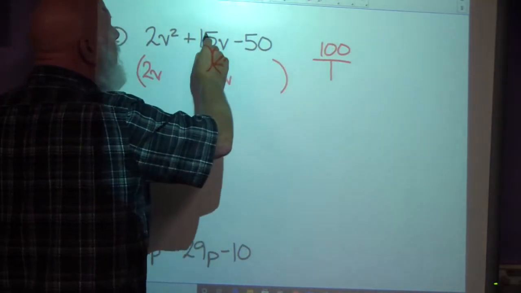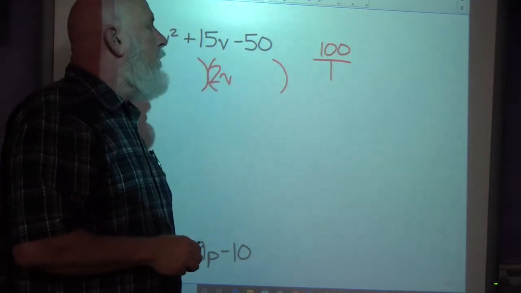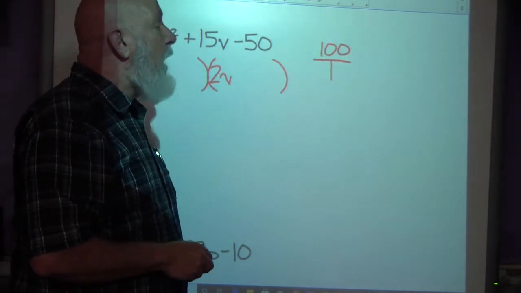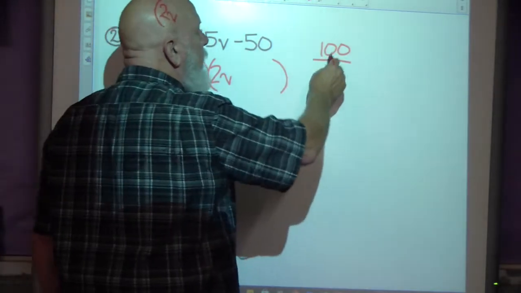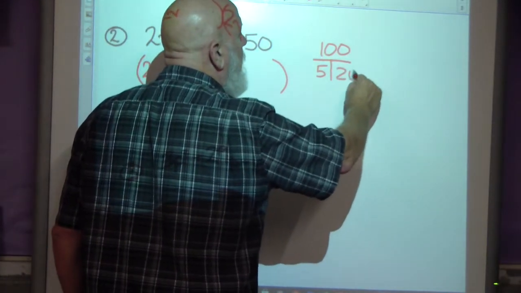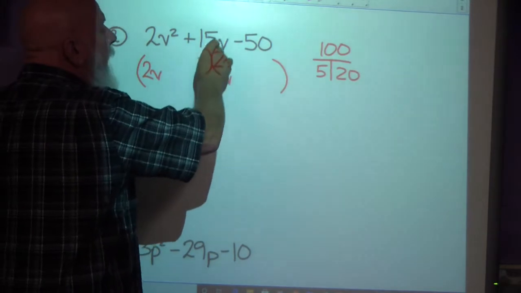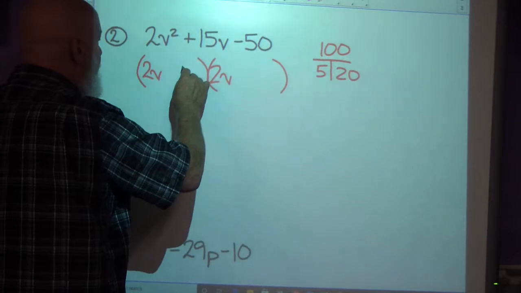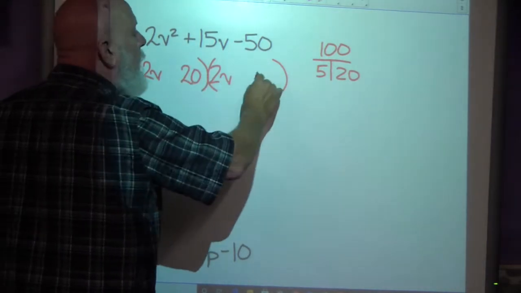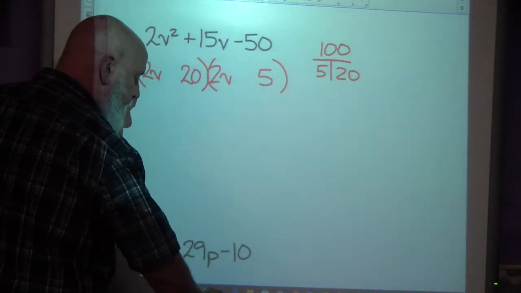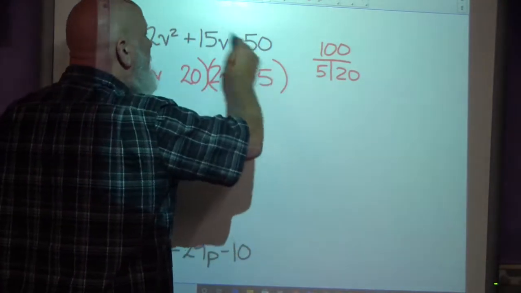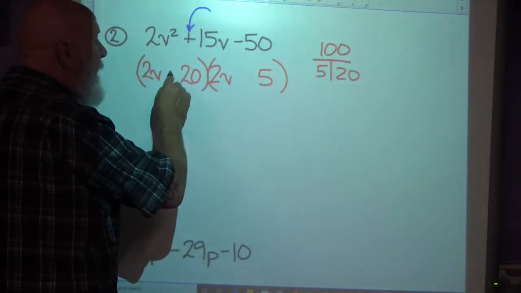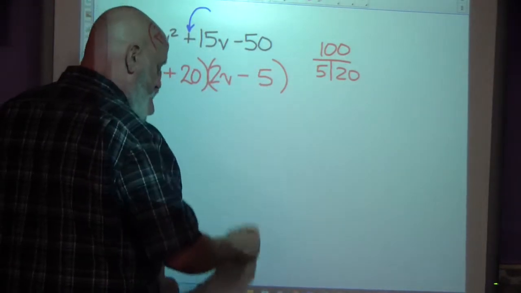I want factors of 100 to add up to 15. Well, 2 and 50 won't work. 100 won't divide by 3. 4 and 25 won't work. 5 and 20 will work. 5 times 20 is 100. 5 and 20 will add up to 15 if the 20 is positive and the 5 is negative. So I'm going to put that in there. Doesn't matter where I put the 20 or the 5. What matters is these 2 numbers must add up to 15 positive. So the only way that can happen is if I've got a positive 20 and a negative 5.